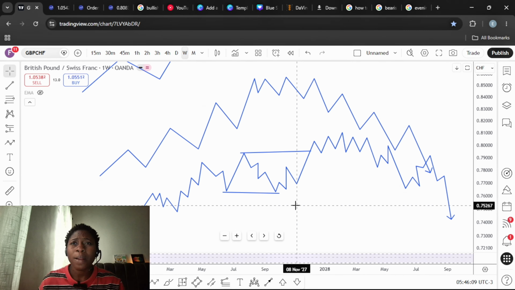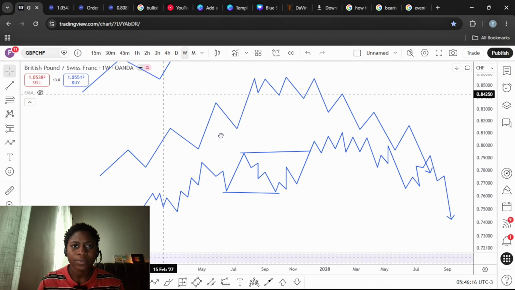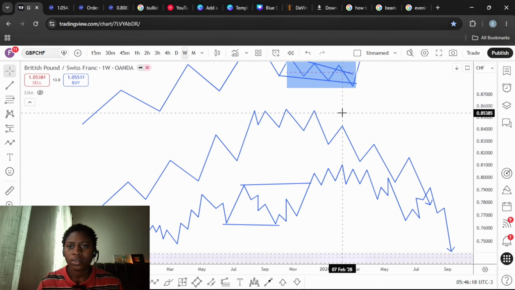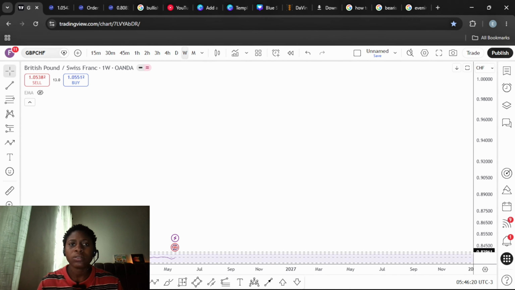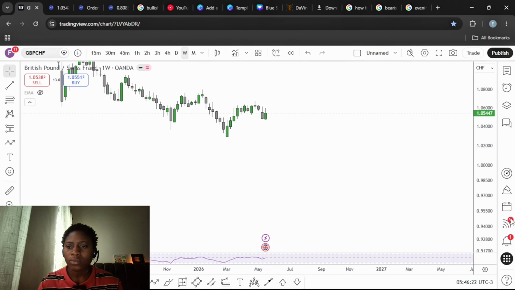So let's head on to the chart and see how a real live trend or cycle of market condition looks like. So I'm just going to remove all my drawings, if you don't mind.